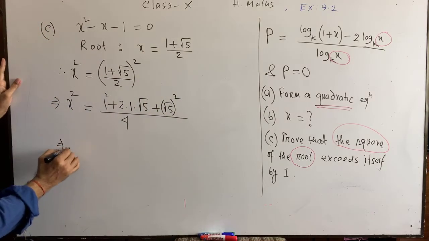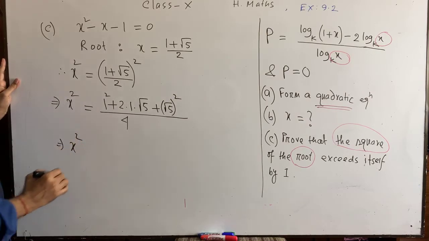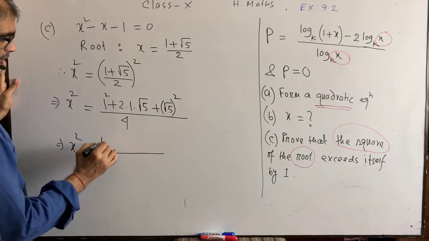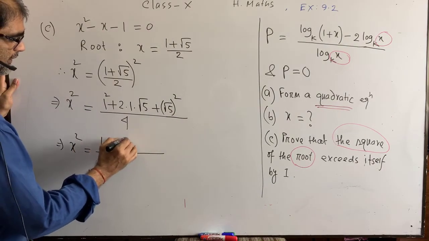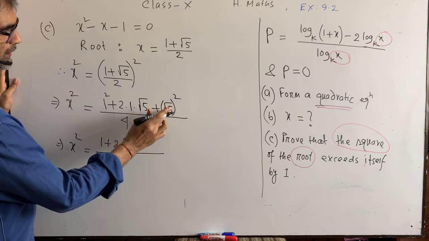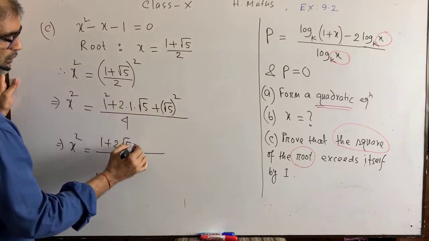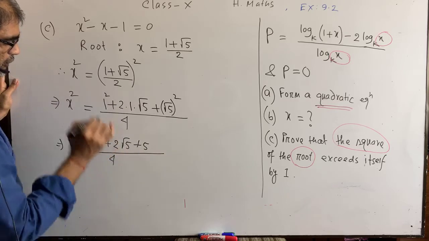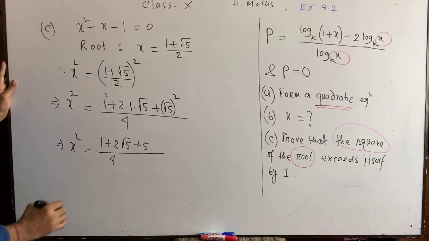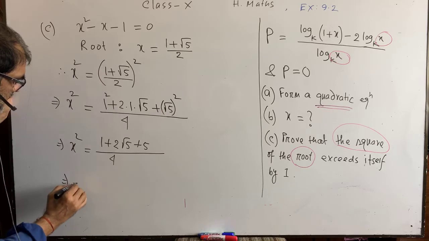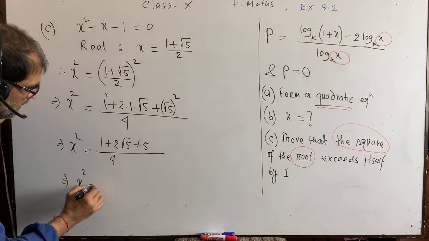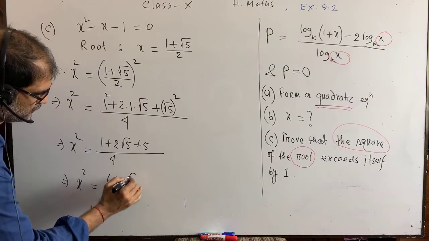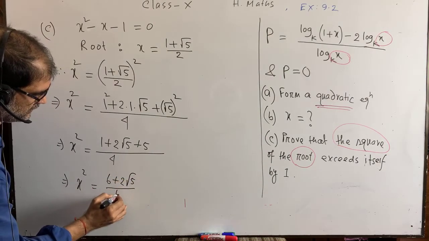Now we see x square is equal to, it is 1 plus 2 root 5, root 5 whole square, 2 and a square root will be omitted, so it is 5. It is by 4. That means we are getting here x square is equal to 6 plus 2 root 5 by 4.